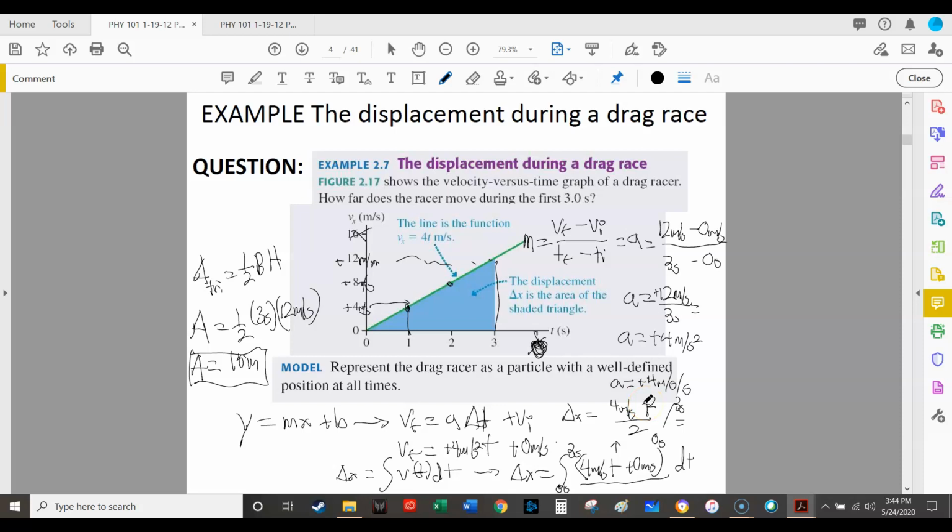That'll be 3, that'll be 10, so this will work out to be, what is that? 3 squared will be 9. 9 times 4 will be 36. 36 divided by 2 will be 18 meters. So this will also work out. So you could do both ways.